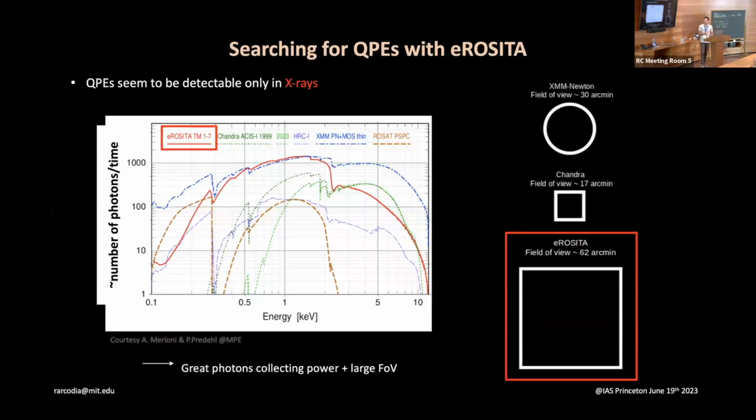Just a very short summary. This is eROSITA's sensitivity: how good your instrument is at collecting photons in a given amount of time, as a function of energy. eROSITA is in red, right there at the top, together with, for instance, XMM-Newton. These telescopes are made for collecting photons at the expense of angular resolution. And eROSITA's field of view is much larger than XMM-Newton's and Chandra's, so the so-called grasp, how many photons you get in a given amount of time over a given area, is pretty large.